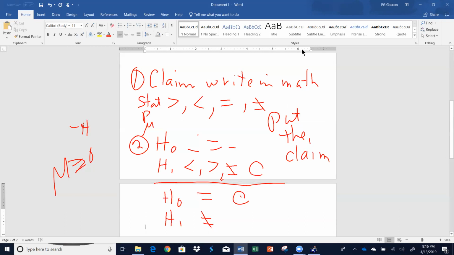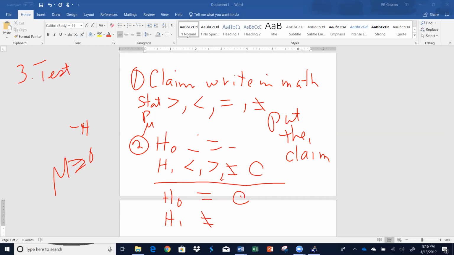Okay, so step 3, I'll put it over here. Draw step 3. Step 3 is the test statistic. You've got a formula for that, or you're going to use one of the functions. Step 4, I'll put that up here. Step 4 is to reject or fail to reject.